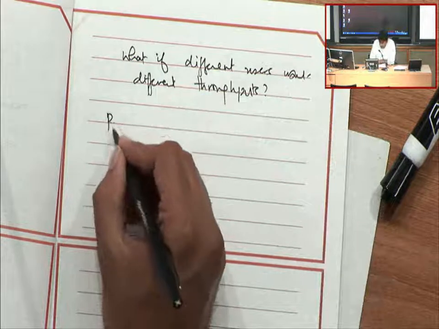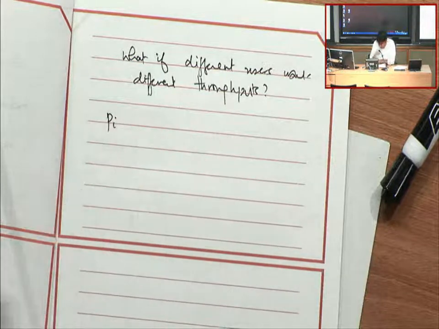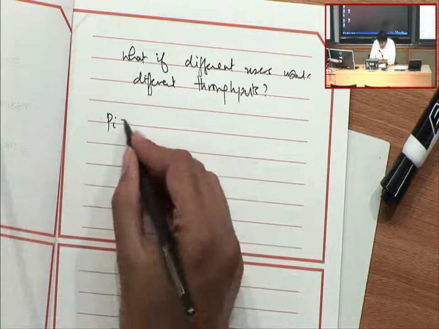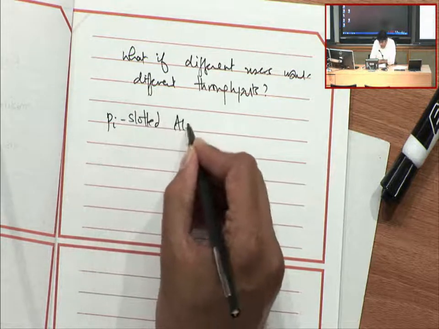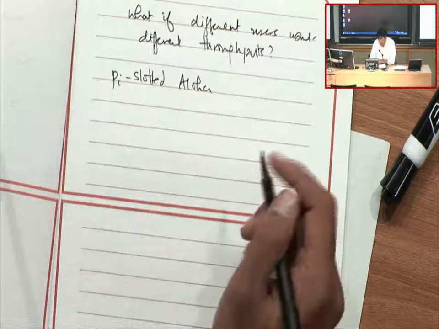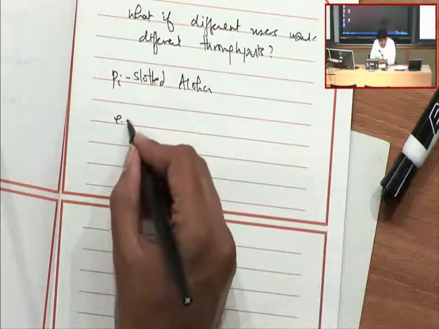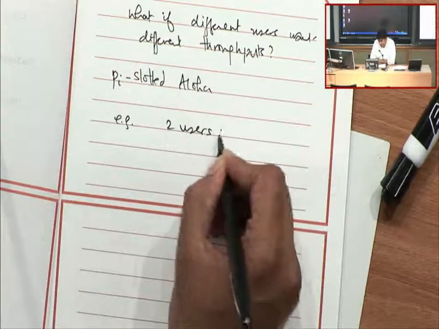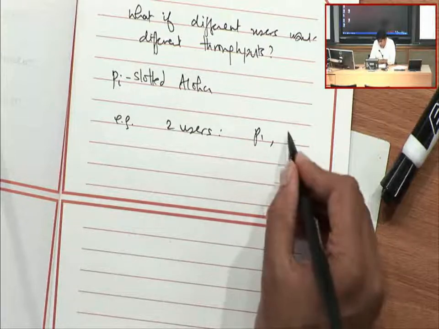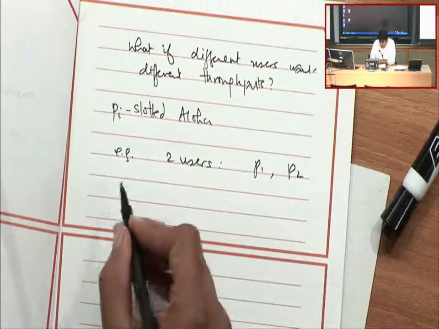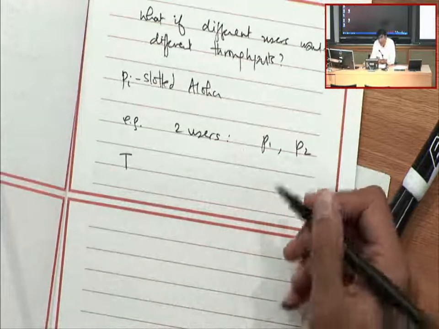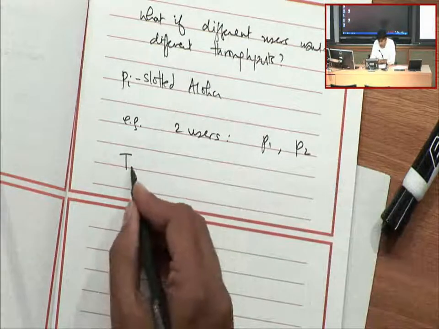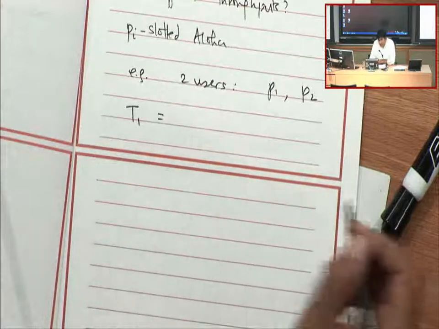And the extension of slotted aloha that handles this case is sometimes called PI slotted aloha. For example, let's just consider 2 users. They will transmit with probability P1 and P2. Now, by definition, the 2 users, because they have different probabilities of sending their packets, may not get the same throughput, so we have to give them different variables to describe their throughput.